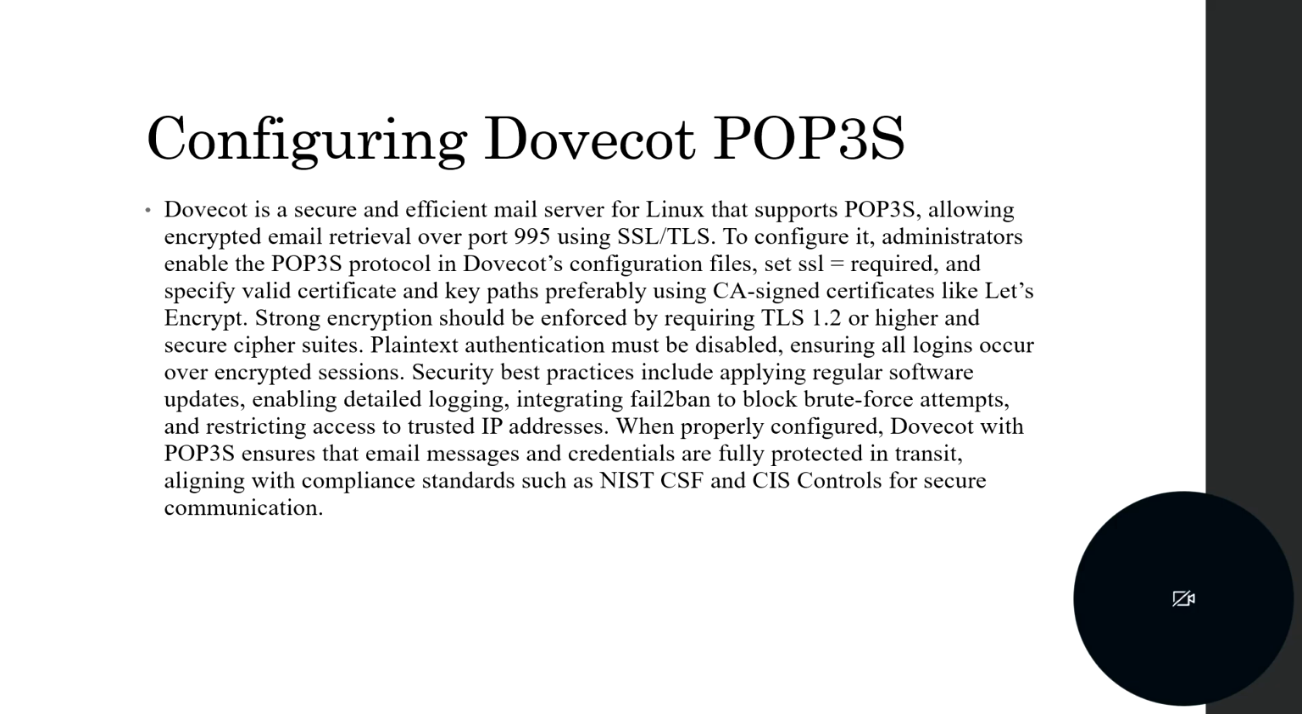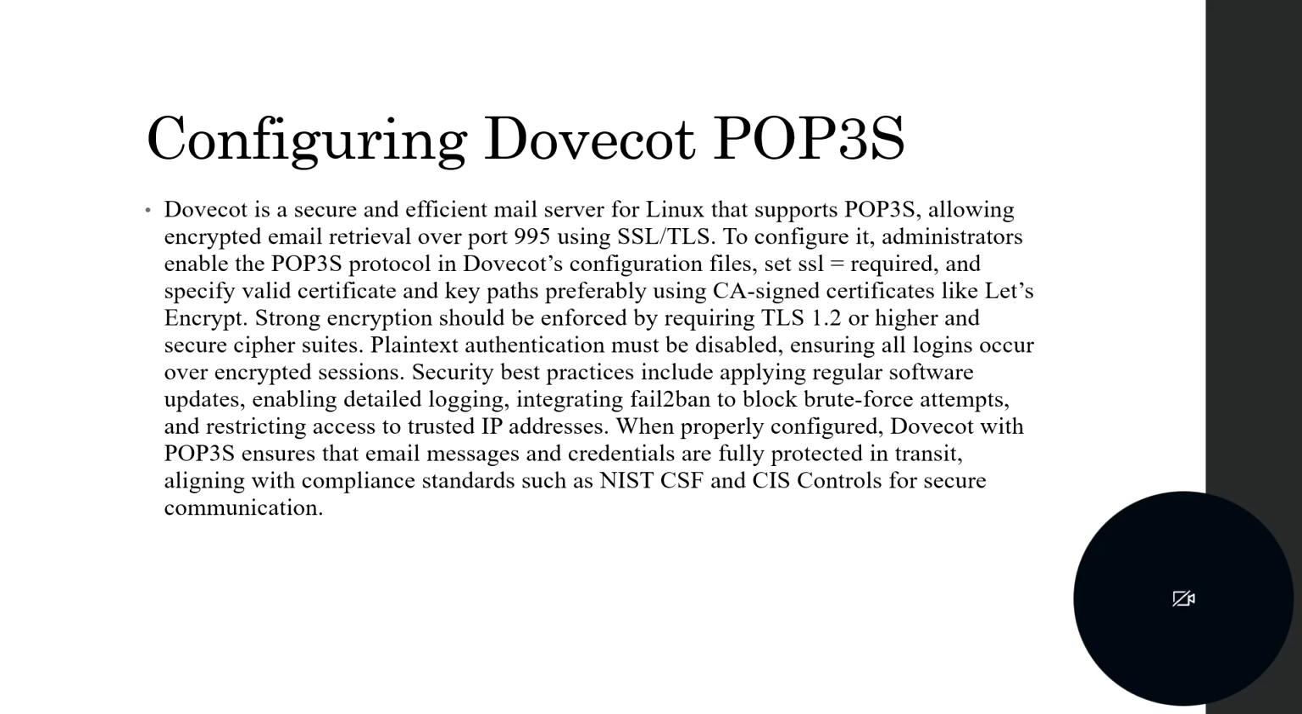Now I'm going to talk about configuring Dovecot POP3S. Dovecot is a secure and efficient mail server for Linux that supports POP3S, allowing encrypted email retrieval over port 995 using SSL and TLS. To configure it, administrators enable the POP3S protocol in Dovecot's configuration files, set SSL to required, and specify valid certificate and key paths, ideally using CA signed certificates like Let's Encrypt.